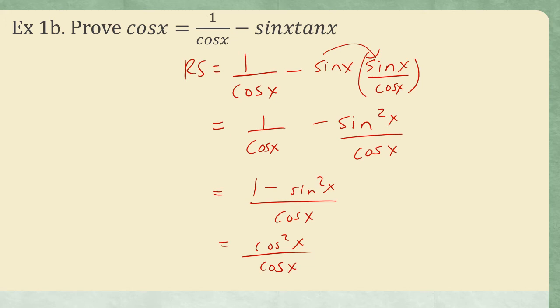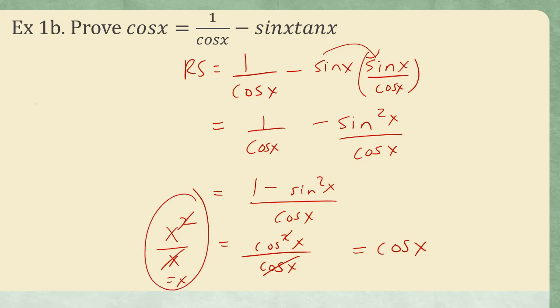Cos squared divided by cos, the squared cancels out that one on the bottom. You're just left with cos x. And if you need a refresher on that, it's like if you did x squared divided by x, the squared cancels that one out. You're just left with x. As an aside, left side equals right side, right? We got cos x on the left side. Therefore, proven. And we're happy.